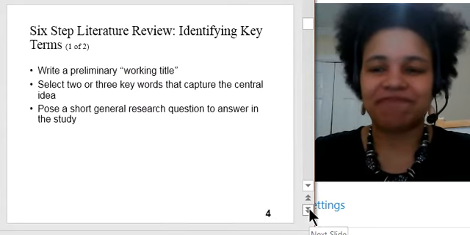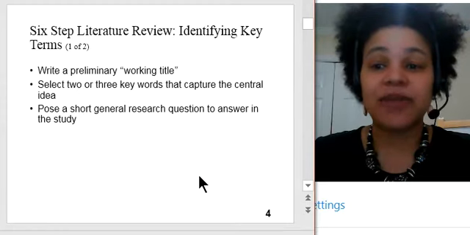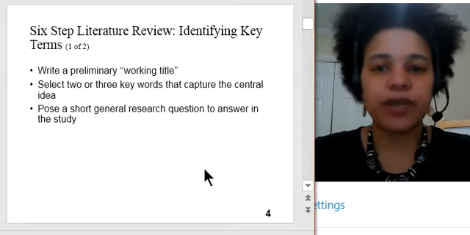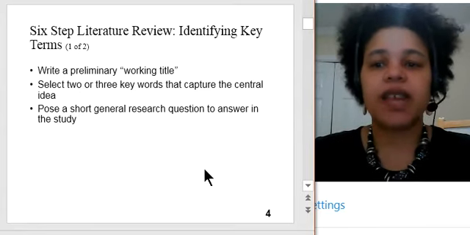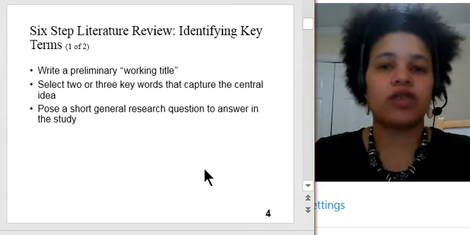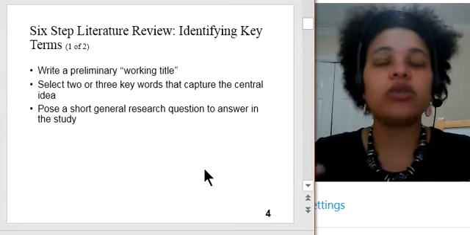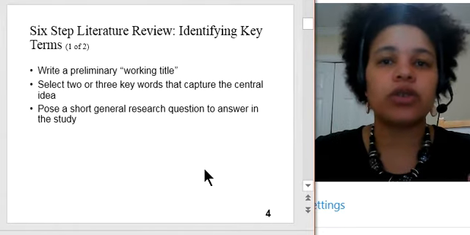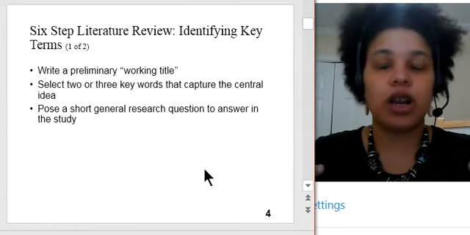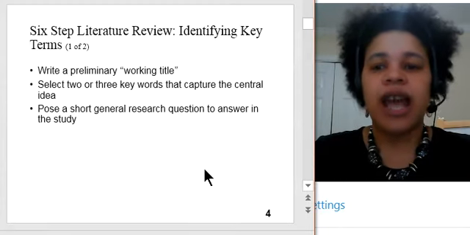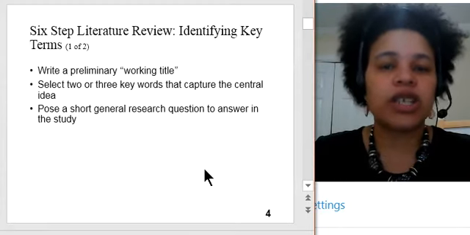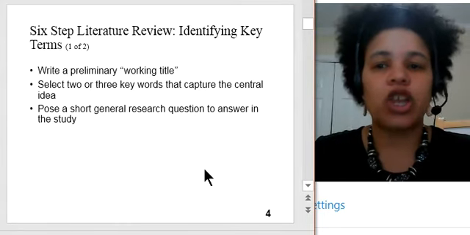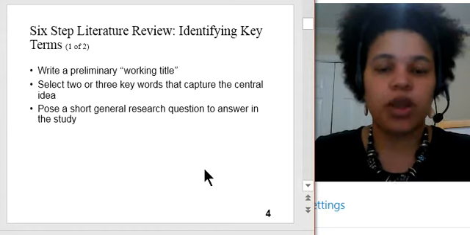Okay. So first of all, identifying key terms. If you write a preliminary working title, then often that helps a person come up with key terms. And then 2 or 3 keywords that capture the central idea. And usually there may be 2 words related to the topic and 1 word related to the population or the group of students or clients that you're interested in. And then a short general research question to answer in the study is another way of figuring out what your key terms are. What do you want to know?